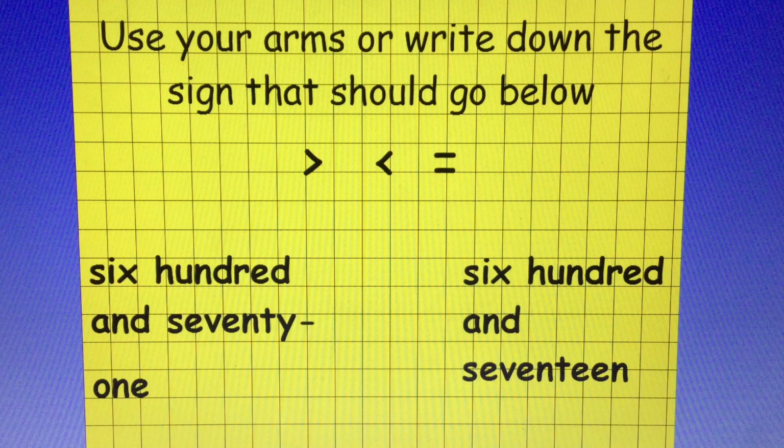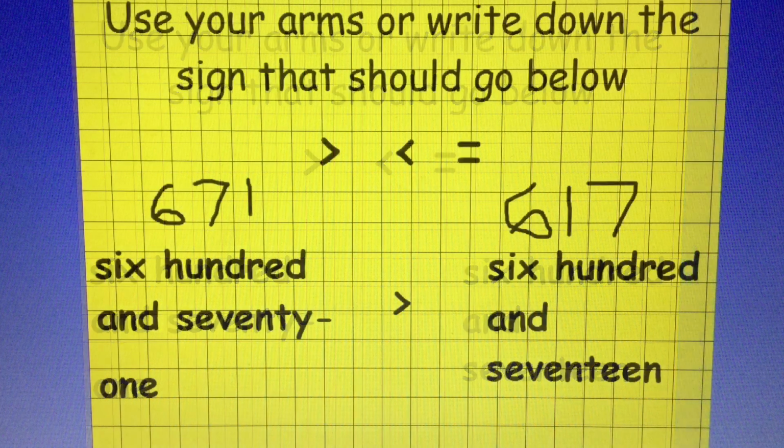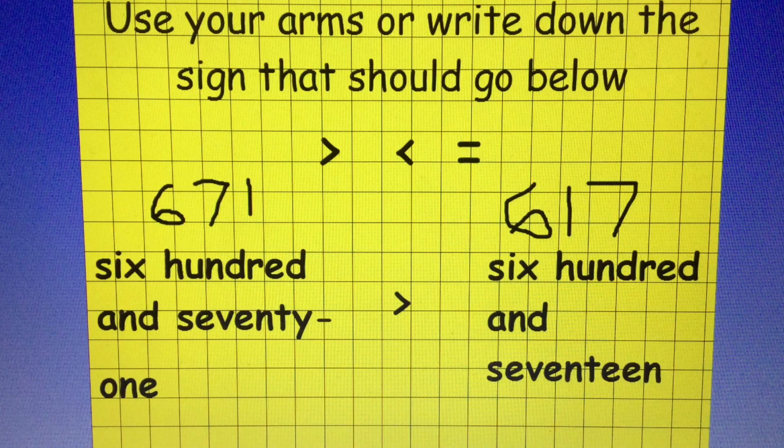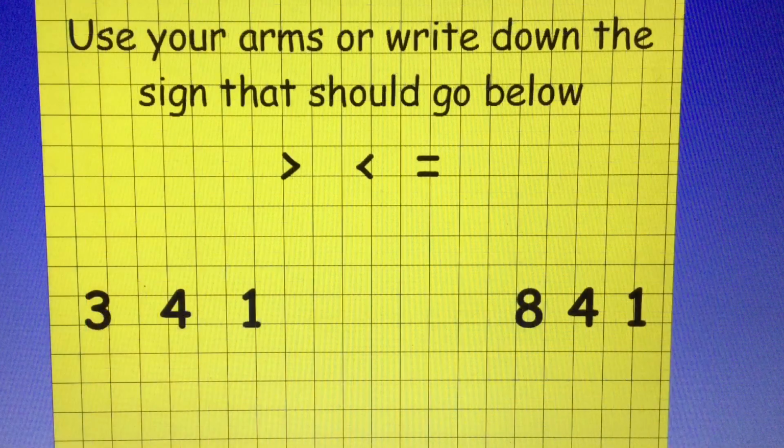671 or 617. Sometimes when numbers are written as words, it can be hard to tell what they are. Feel free to always write it down in numerals if it makes it easier for you. So we've got 671 is the larger number, so 671 is more than 617. Remember, the crocodile always eats up the larger number. Use your arms or write down the sign that should go below.